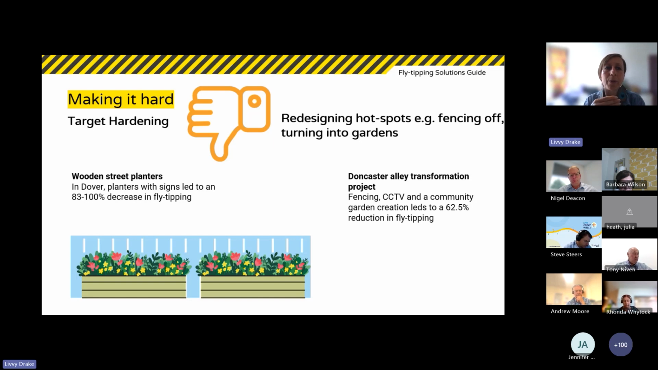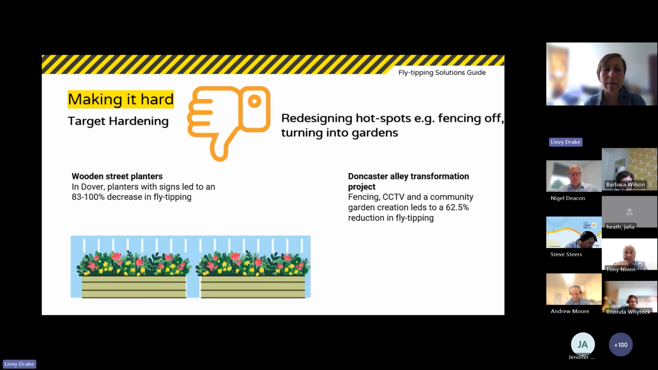So what can you do to put barriers in place to stop people fly tipping? Things like wooden street planters have led to an 83 to 100% decrease in fly tipping. In other areas, local authorities have fenced off places and turned them into gardens, and using a combination of measures, so fencing, CCTV, community garden, this led to a 62% reduction in fly tipping in Doncaster.